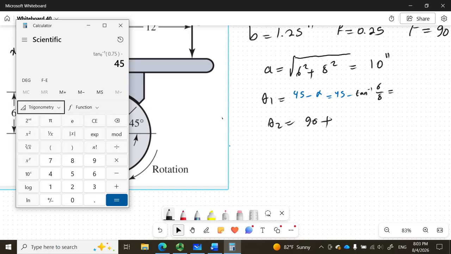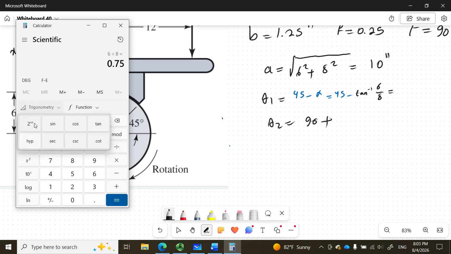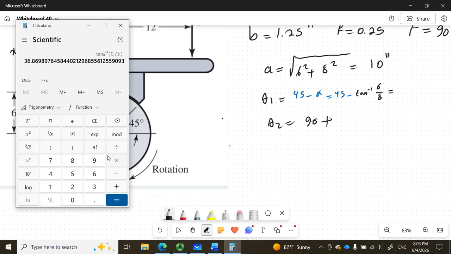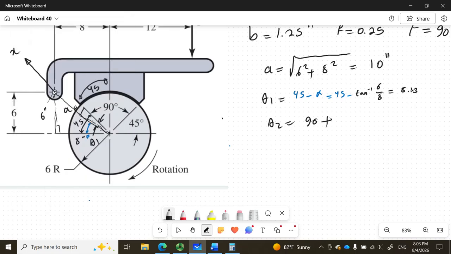Oh, I'm sorry. Okay, let me redo it. 6 divided by 8, arctangent of this guy. Alright, minus 45. 8.13. So 8.13 degrees is going to be theta 1, but theta 2 is 98.13 degrees. There you go.